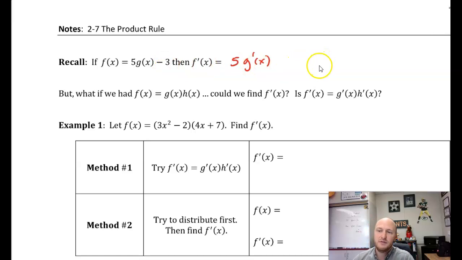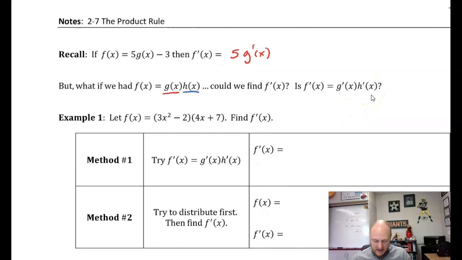But what if I was multiplying here and it's not a scalar multiple? What if it's not just a number times a function? What if I have a function times a function? How can we find f prime of x? Now, one common idea, and this just pops into people's heads, is, hey, I've got to take the derivative of each of them. g prime times h prime.